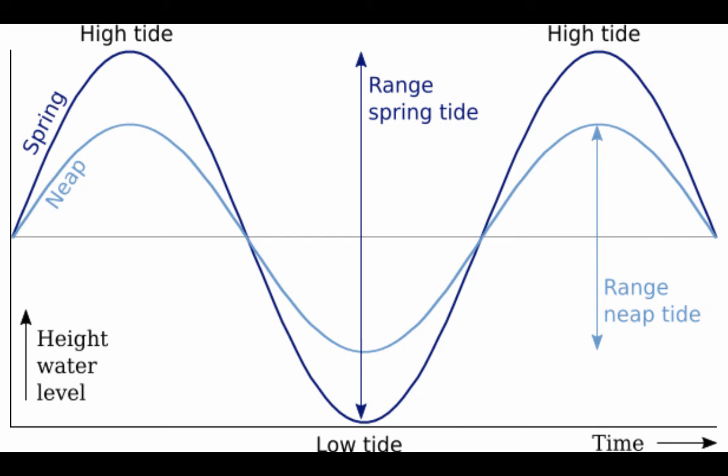Now look at the lighter blue line on the screen. You can see that the high tide is lower, the low tide is higher, and look at the light blue arrow on the screen. You have a tidal range for a neap tide, which is much smaller than for a spring tide. Spring tides are also bigger than every other tide any time of the month, and neap tides are smaller than any other tides any time of the month.